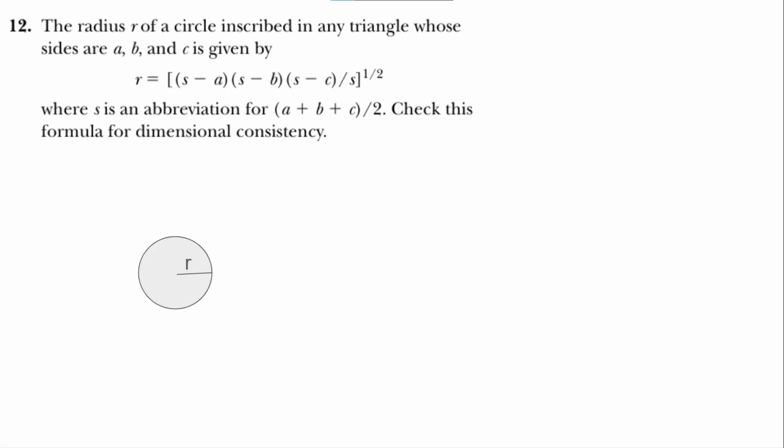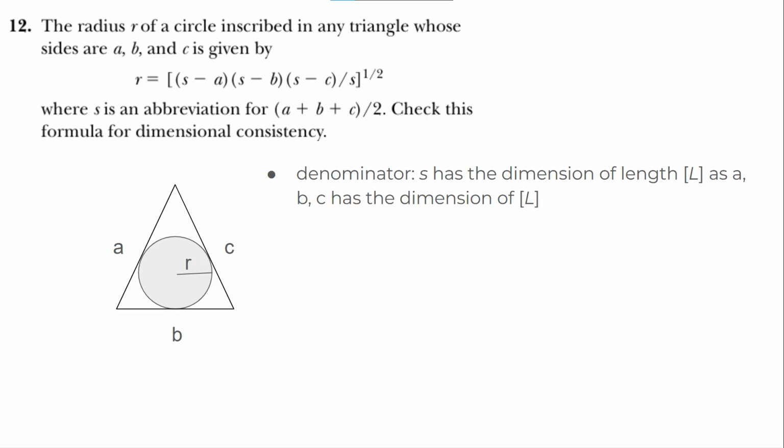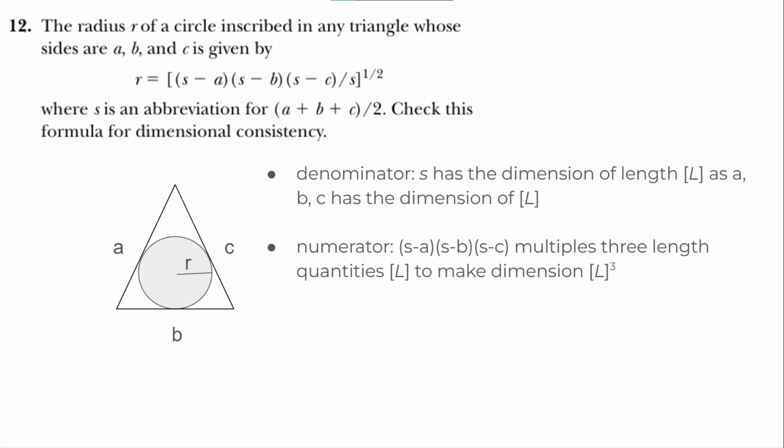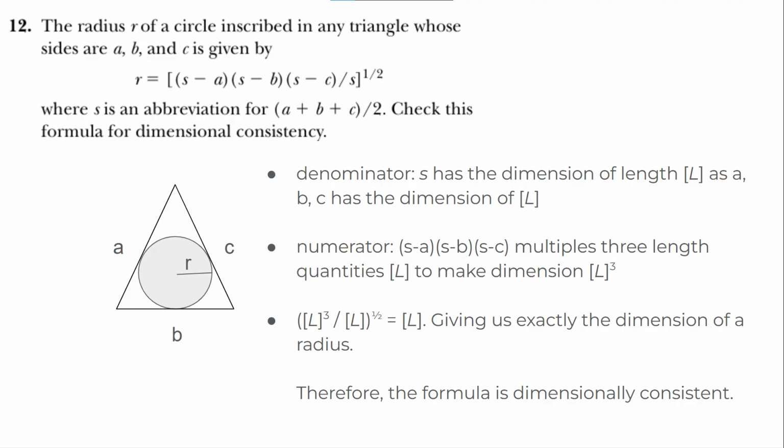Let's move on to some example questions. The first question gives us the radius r of a circle, and it is placed inside a triangle with sides a, b, and c with this formula. S is an abbreviation for half the triangle's perimeter, and we want to check whether the given radius formula is dimensionally consistent. The denominator part is an s, which is just of length dimension, and the numerator multiplies 3 length quantities to make length cubed. Doing the calculations leaves us with the length dimension, which is exactly the dimension of a radius. Therefore, the formula is dimensionally consistent.